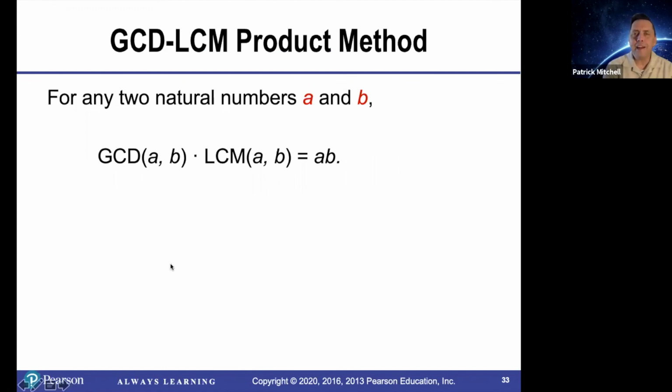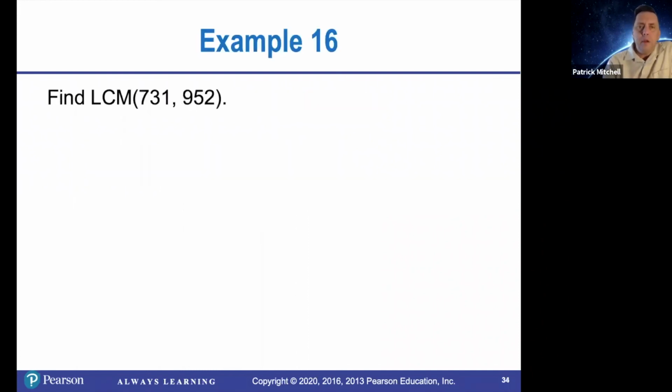All right, this is kind of a neat theorem that shows the relationship between the GCD and the LCM. For any two natural numbers A and B, the GCD of A and B times the LCM of A and B comes out to be A times B. So where this really comes in handy is when you know either the GCD or the LCM, or you know how to easily find it, then you can use this equation to figure out the other one without having to do a lot of work.